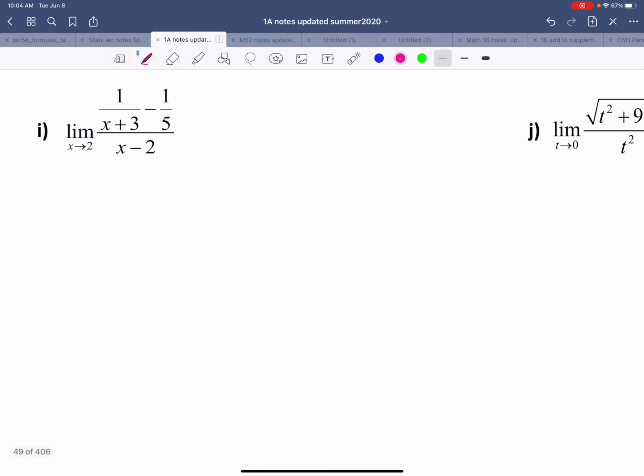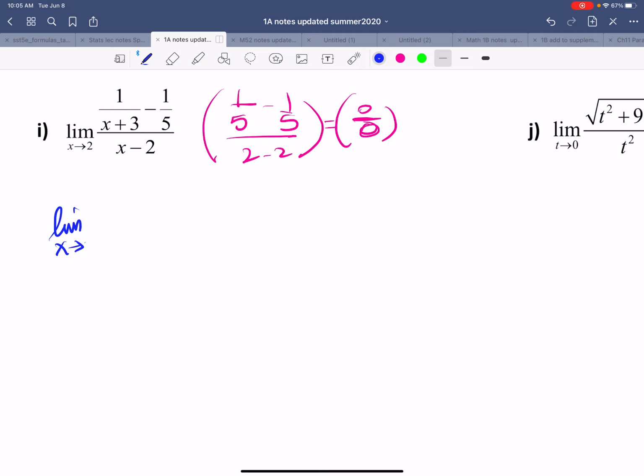We have 1 over x plus 3 minus 1 over 5, all over x minus 2. So if I plug in 2 over here, I get 1 over 5 minus 1 over 5 over 2 minus 2, which is 0 over 0 form. And 0 over 0 is an indeterminate form. And that means we need to do more algebra. We need to take care of some algebra here before we can actually come to the conclusion what the limit is. So I'm going to go ahead and simplify the complex fractions.